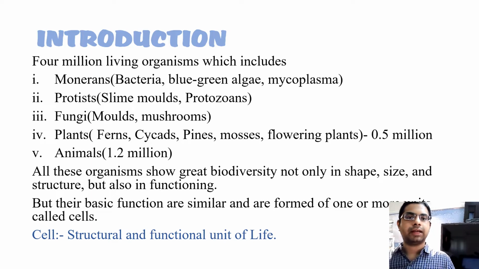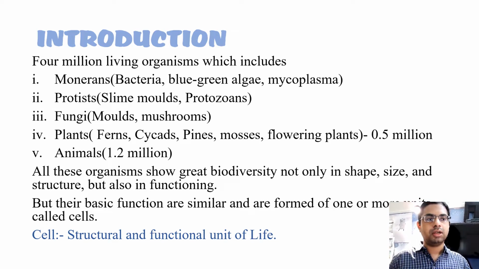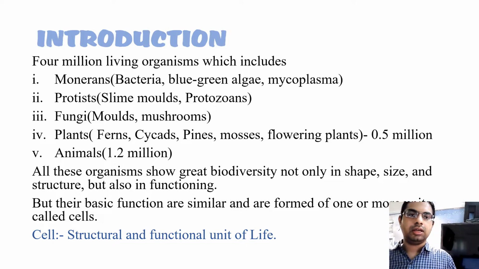Monerans include bacteria, blue-green algae, mycoplasma. Protists include slime molds, protozoans. Fungi include molds and mushrooms. Plants include both flowering and non-flowering. Animals include vertebrates and non-vertebrates.